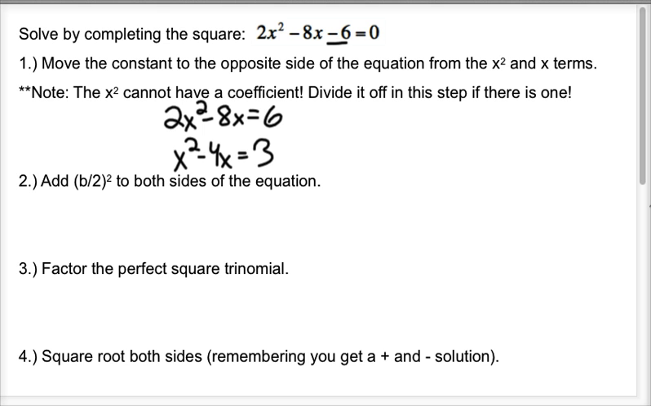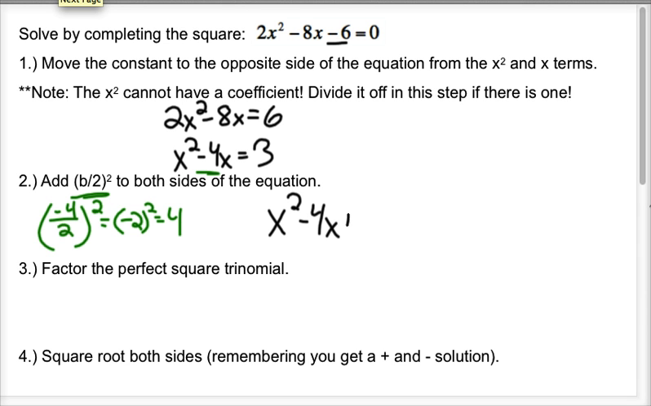It's the only way that this process can work, is I absolutely need that squared term by itself. So there can be no coefficient with the x squared. So once we have this, now we look at that b over 2 squared. So negative 4 divided by 2 squared. That's going to be negative 2 squared or 4. So that's telling me I need to add 4 to both sides of my equation.